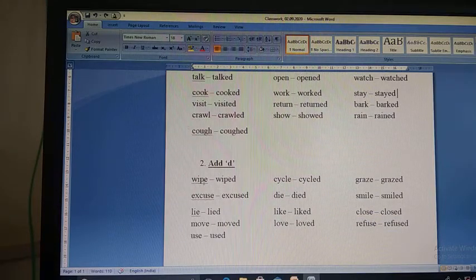Similarly, number 2, add d. You see wipe, wiped. The last letter of this verb is e. In all the verbs, the last letter is e. Look at the verbs here: like, love, graze, smiled, close, refuse. In all these verbs the last letter is e, the verb ends with e, therefore you add just d.